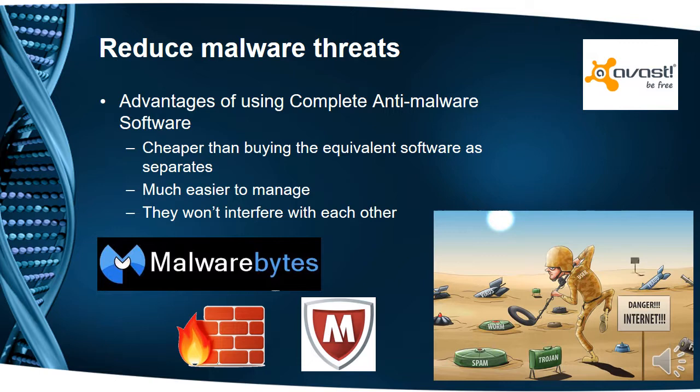The advantage of using a complete anti-malware software kit is that it's cheaper than buying the equivalent software as separate pieces of software. It's also much easier to manage, and they won't interfere with each other. Remember not to install two different kinds of anti-malware software on your computer, unless they are specifically designed to treat only one kind of malware.